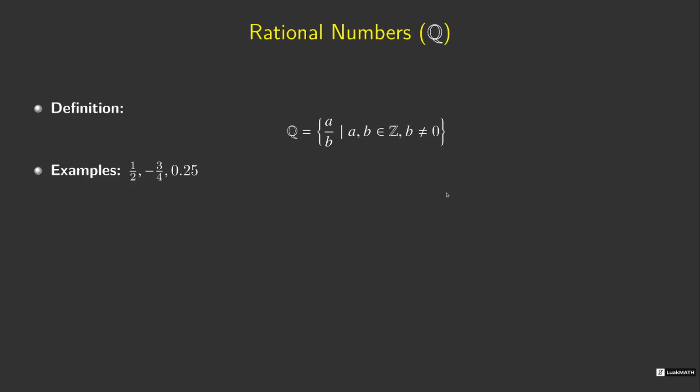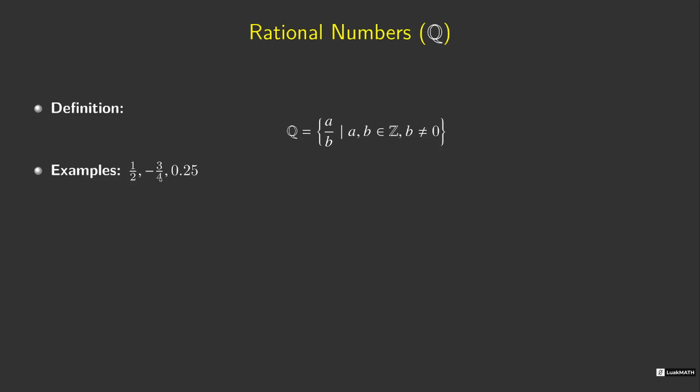Next, we have rational numbers. So rational numbers are the set of numbers that you can write as a fraction. In this case here, the definition says rational numbers are the numbers you can write in the form a over b, where a here is the numerator and b is the denominator. And a and b are integers, and b cannot be 0 because we do not want to divide by 0.